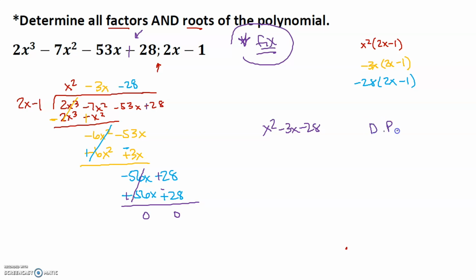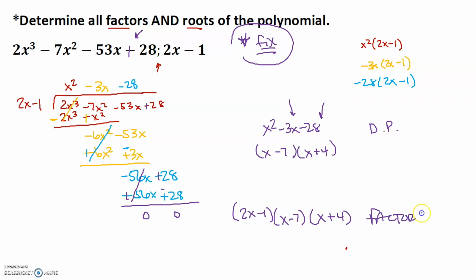That's our depressed polynomial. I don't want to stop there though. It says I want all the factors. So we're going to factor this. Okay. X. I need two things that will multiply to negative 28 but add to negative 3. And those things are going to be negative 7 and 4. Now I get to jump right in and use that shortcut because the a value is 1. So what we have now, 2x minus 1, x minus 7, and x plus 4. These are my factors. Okay, so that checks off this.